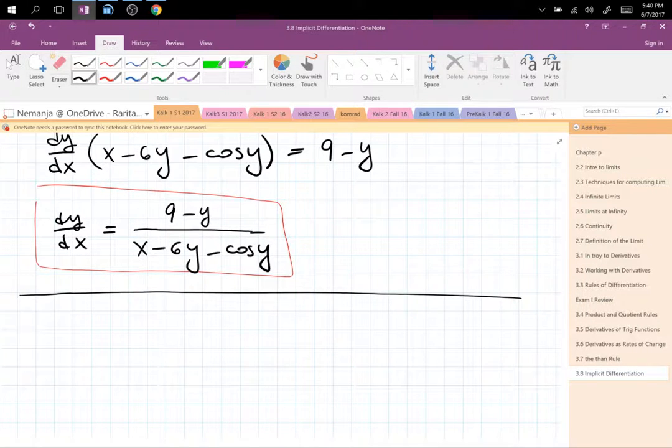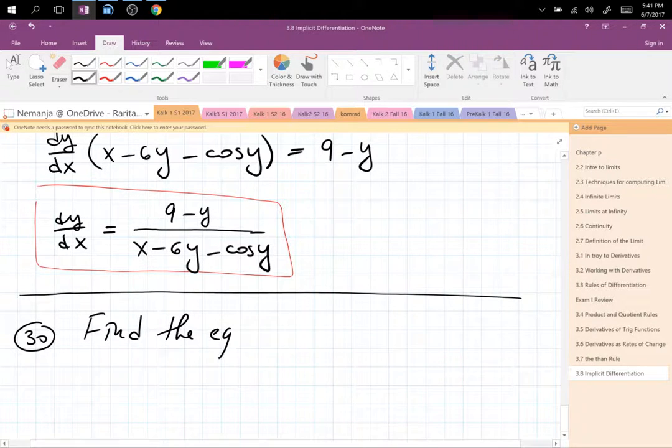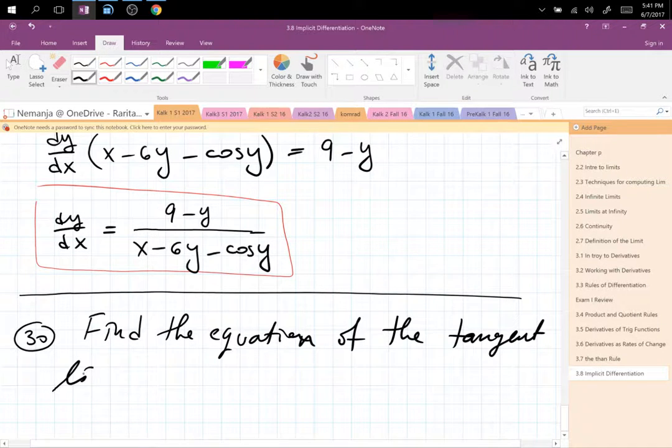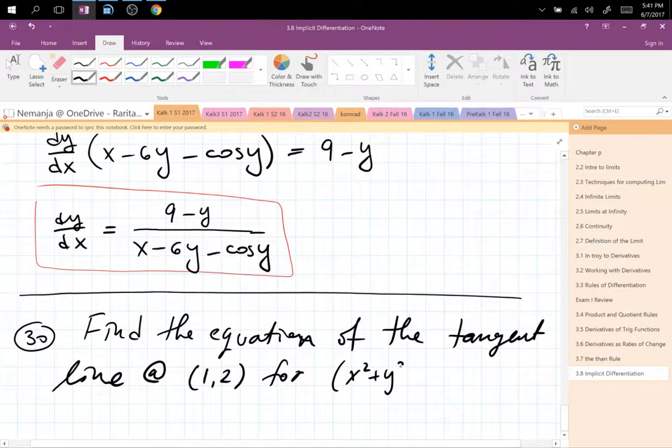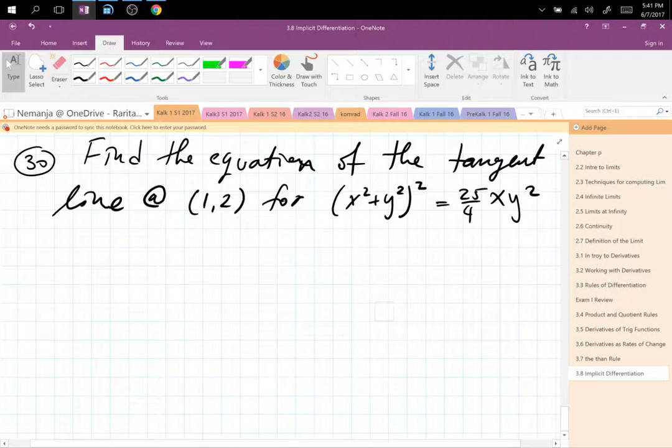Here's question 30. Find the equation of the tangent line at the point 1, 2 for open parenthesis x squared plus y squared close parenthesis everything squared equals 25 over 4 xy squared. So find the equation of the tangent line.